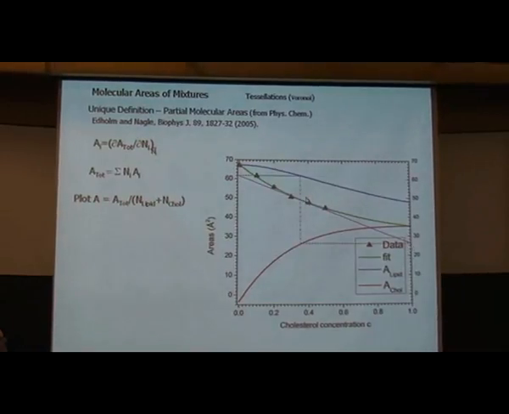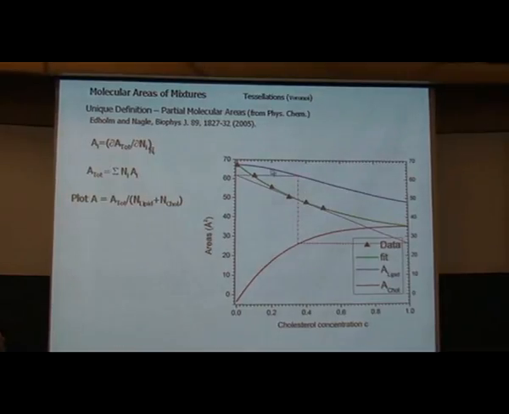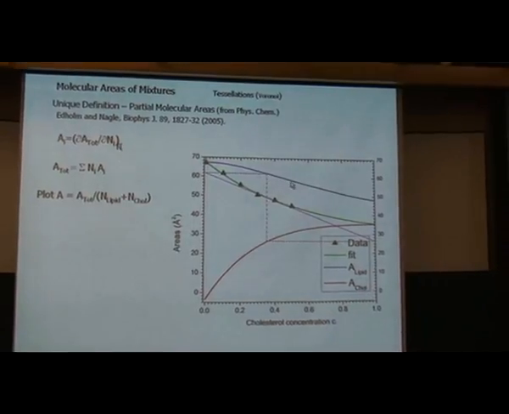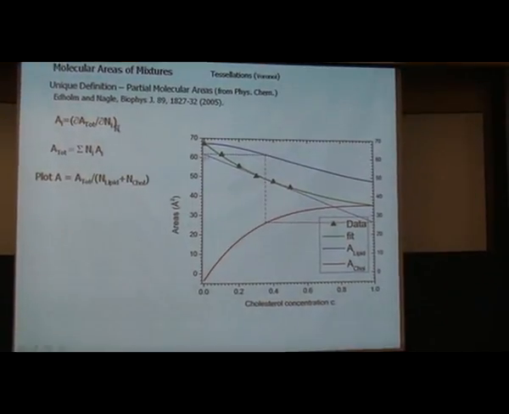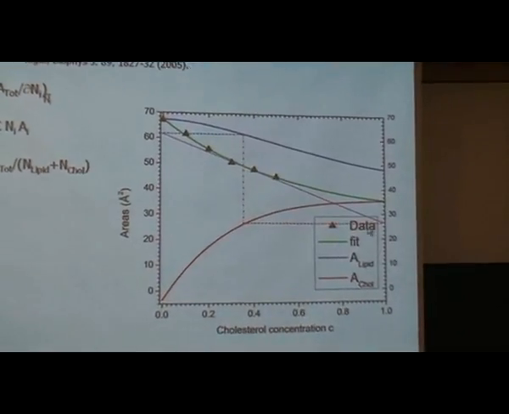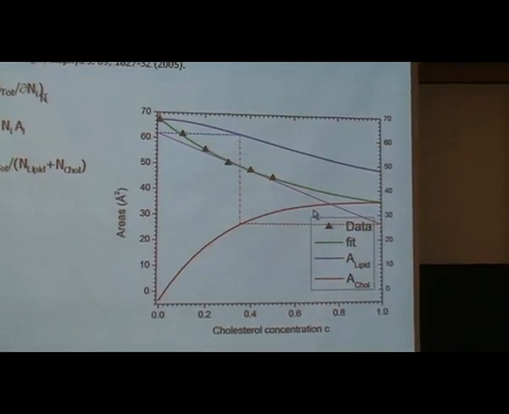So let's see if it works. I go up here, I go over here, and that is in fact what I've drawn. So the partial molecular area of the lipid is this curve here. My formula that I just gave you gives me this point here, and the formula I gave you for the cholesterol gives you this point here. So this is the partial molecular area of the cholesterol.